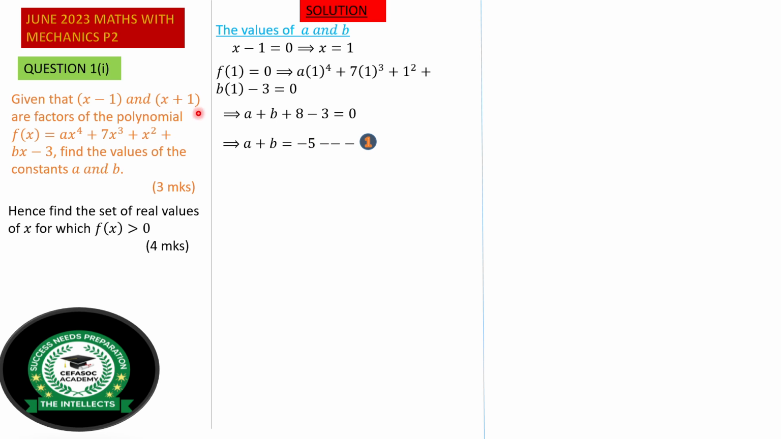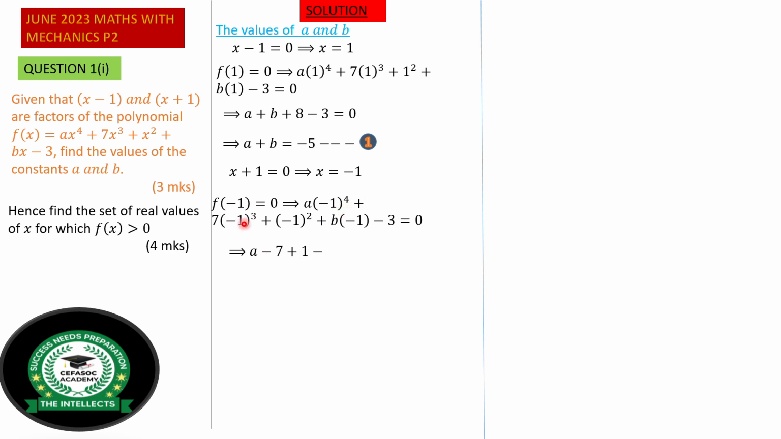I take the second condition and I form equation 2. I have x plus 1 equals 0, which implies that x equals negative 1. Like I said before, it is f of negative 1 that equals 0, which will imply that we replace negative 1 where we see x in f of x. We have a into negative 1 all to the 4 plus 7 into negative 1 all cubed plus 1 into negative 1 all squared plus b into negative 1 minus 3 equals 0. So simplifying the equation, we get a plus, that is minus 7 plus 1 minus b minus 3 equals 0.